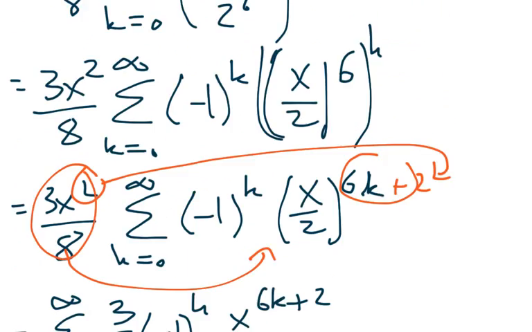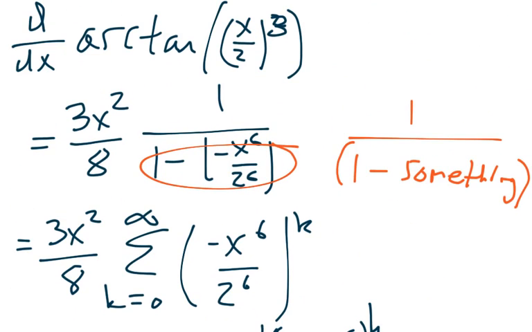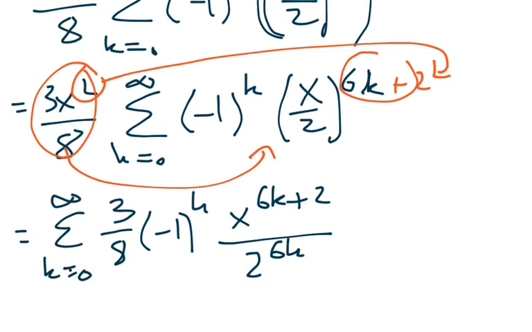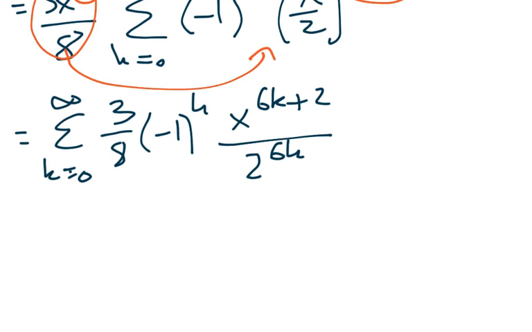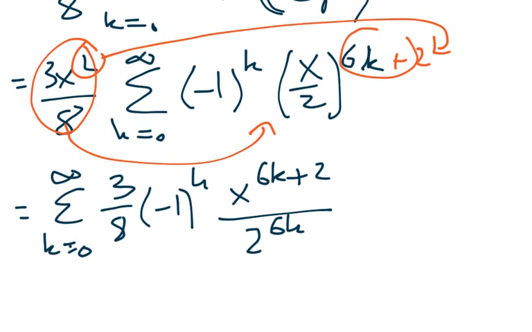Okay, but be careful. This isn't our answer yet, right? Because this is d by dx of our answer. So as long as we're within the radius of convergence, which is important, then we can integrate and get our Taylor series.